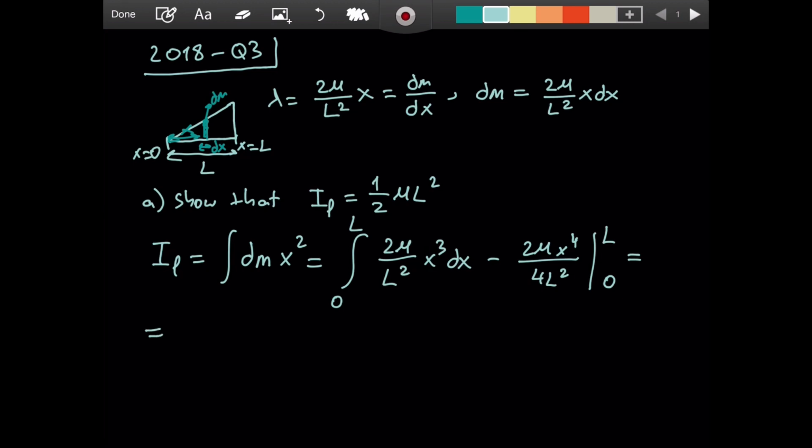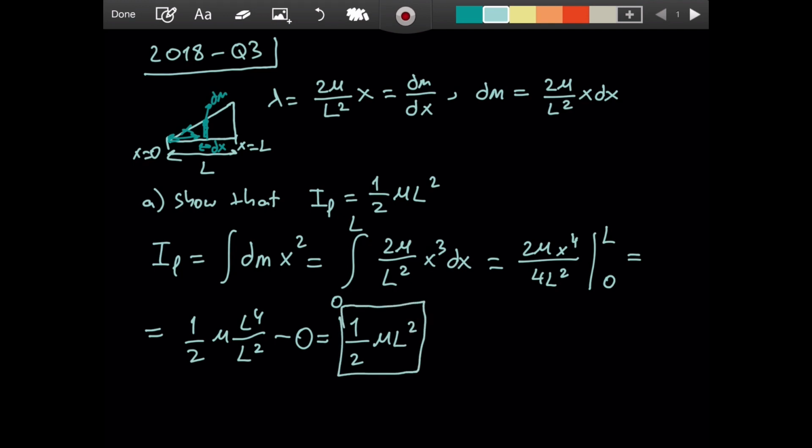When you evaluate the antiderivative at the boundaries, you will see that you get 1 over 2 M L to the 4th divided by L squared minus 0. So that is 1 over 2 M L squared. And that is the requirement of the question. So the first part is done. And that was 3 points, by the way, if you wonder.